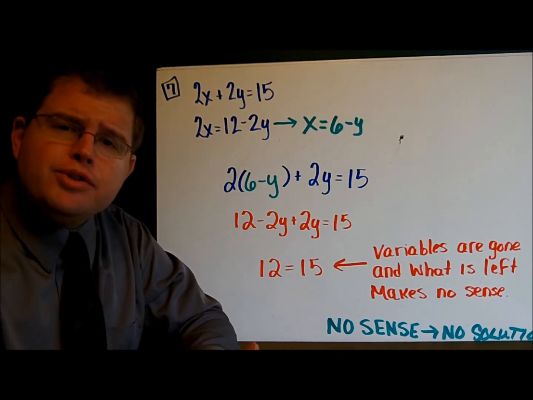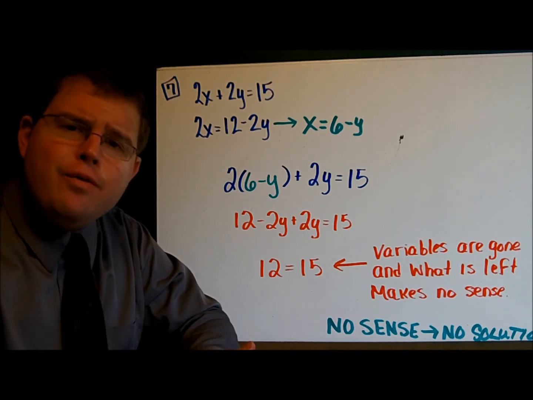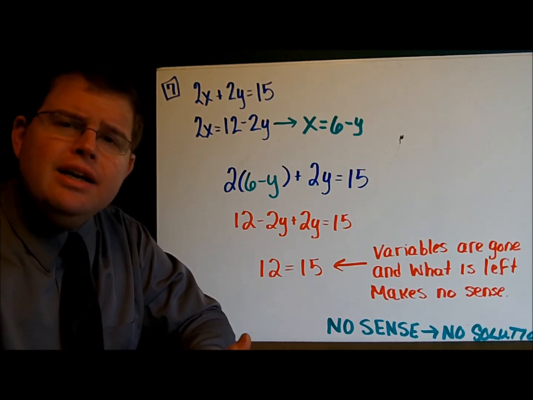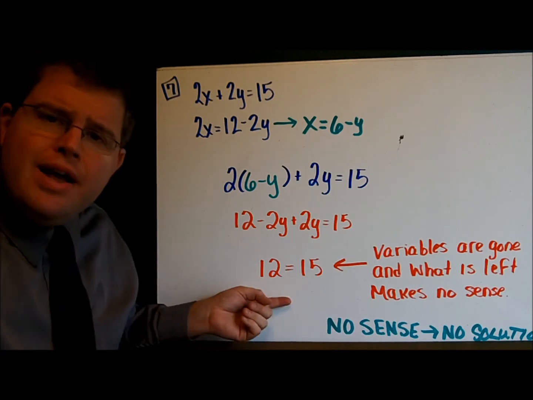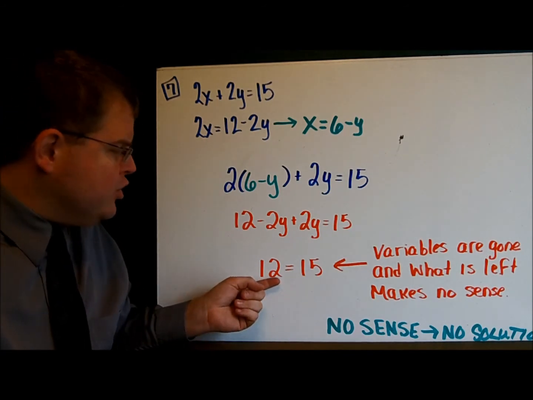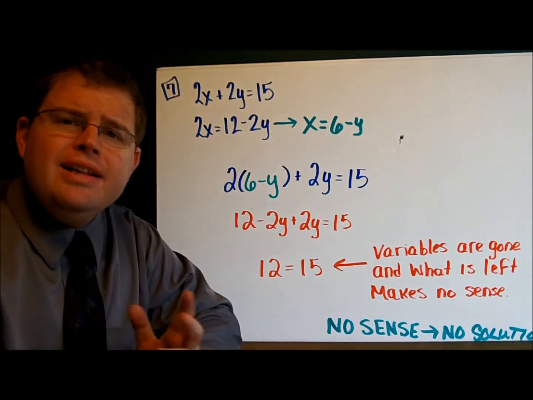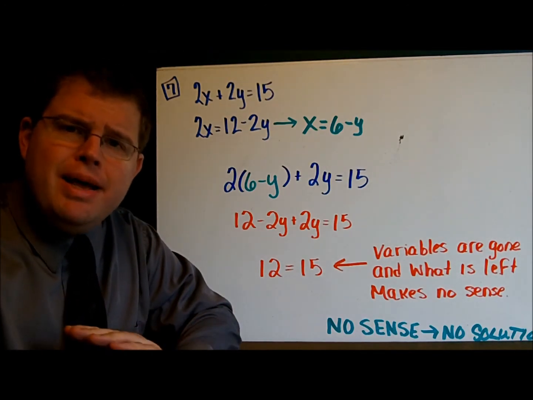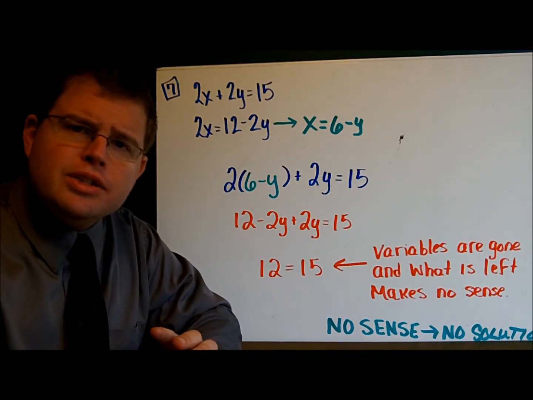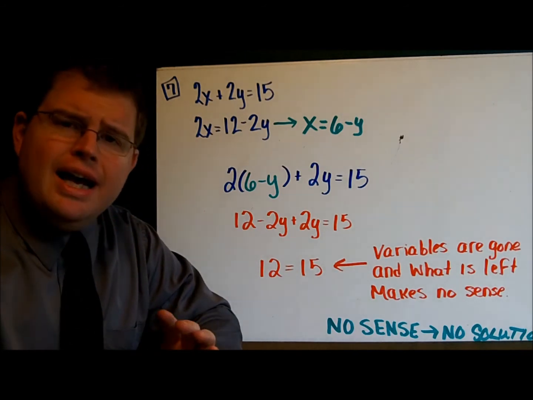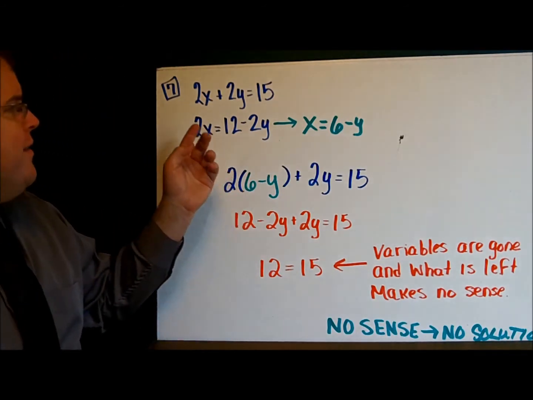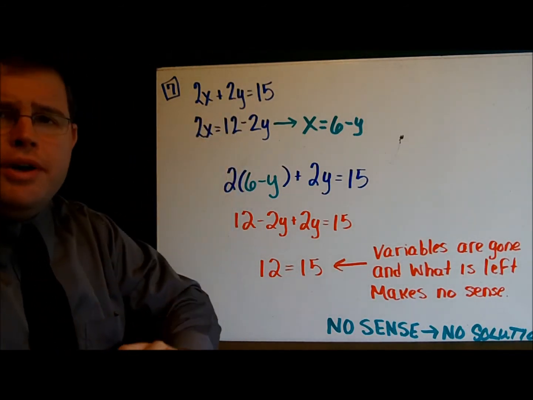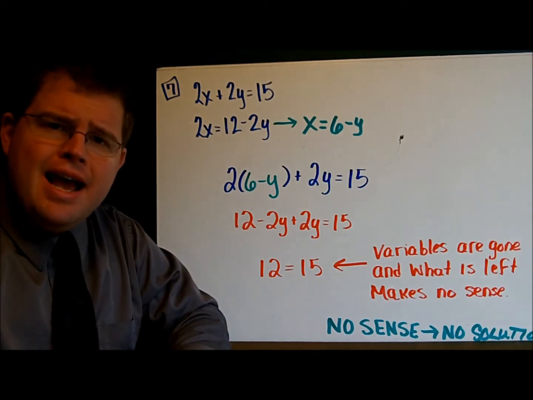Notice my variables are gone. Whenever my variables are completely gone, I have one of my special cases. Now, in this case, what I'm left with makes no sense at all. 12 equals 15. That's gibberish. Because it makes no sense, there is no solution. These lines are actually parallel. And if you were to get both of them into slope-intercept form, you would see that they have the same slope.